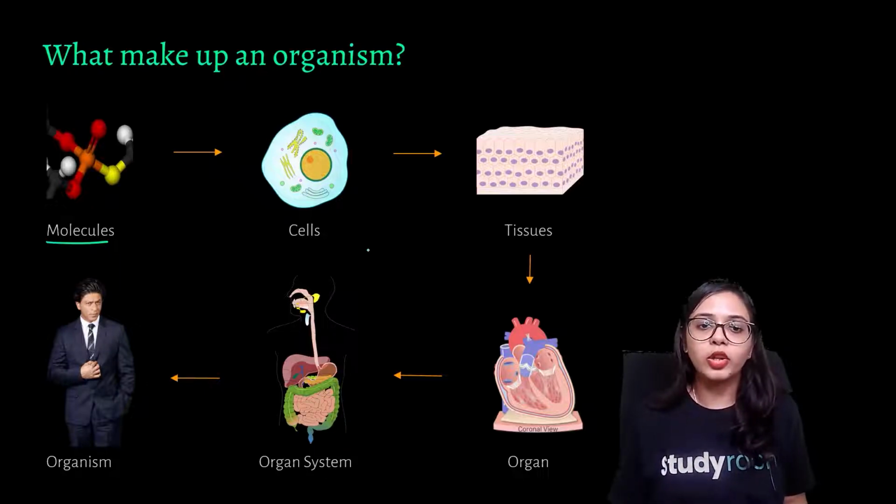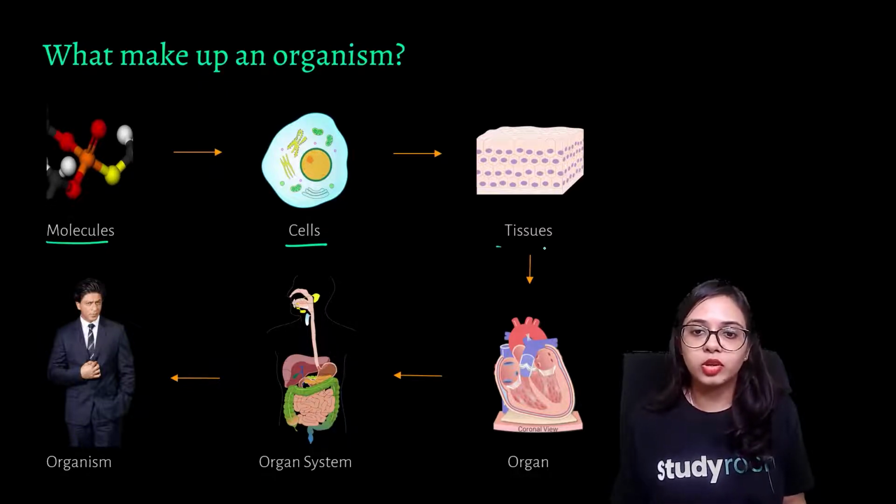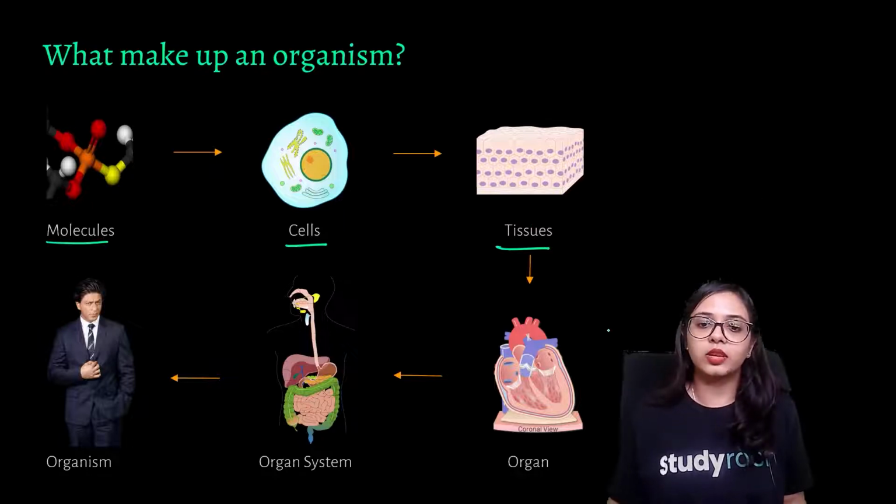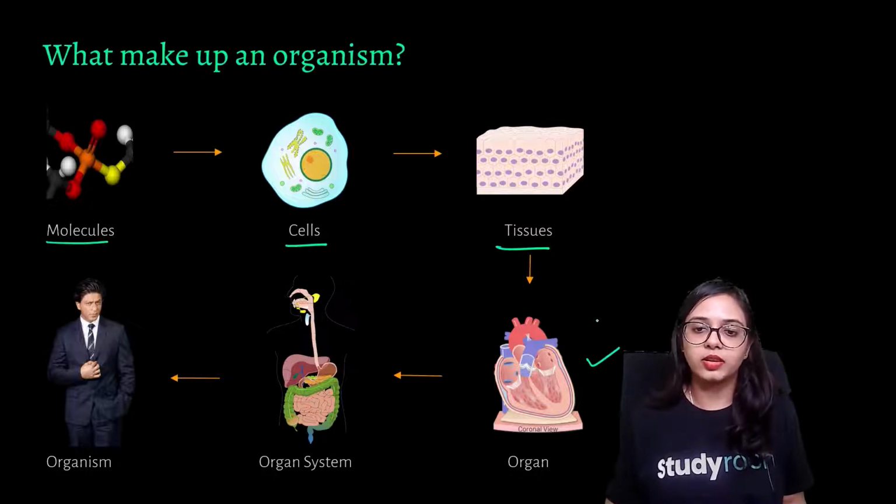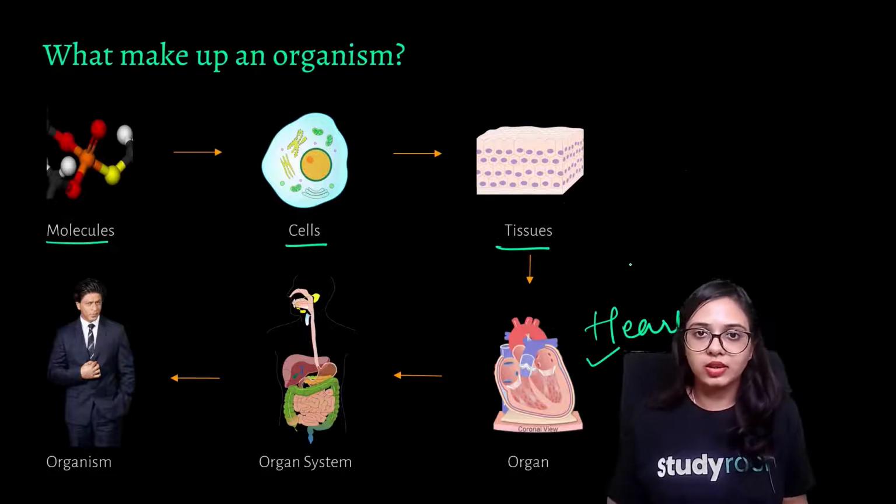A group of molecules, when clubbed in such a manner, form cells. When cells club together, they form tissues. When tissues club together, they form an organ, like you can see over here, this is a heart. Heart is an organ. And when a group of organs are clubbed together, they form an organ system.